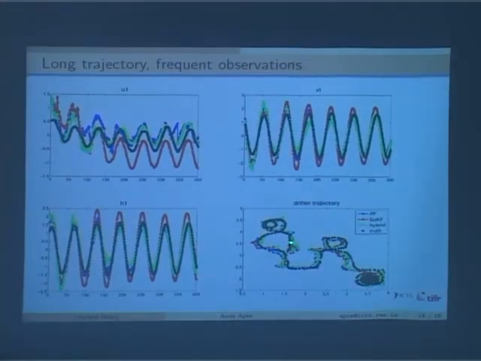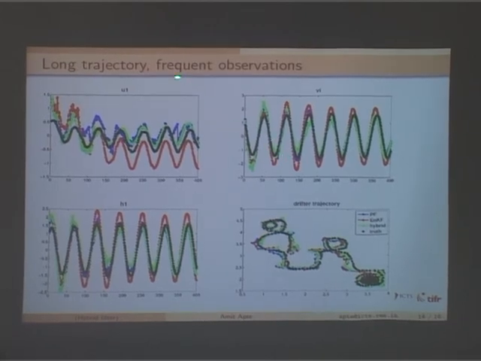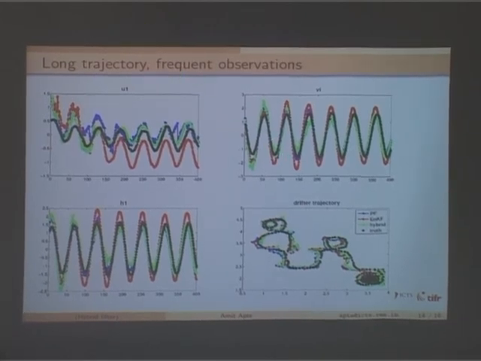So the vanilla particle filter is shown in blue. The ensemble Kalman filter is red. The hybrid filter, which I just described, is in green, and the truth is in black. Effectively you see that the particle filter also does not do so badly. In this case, the observations are quite frequent, and the particle filter and the hybrid filter converge.